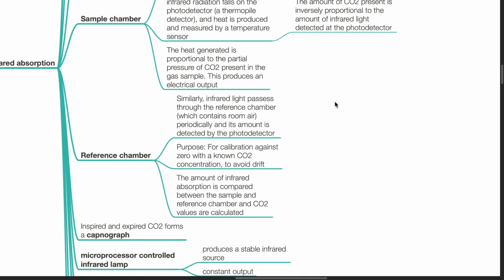Similarly, infrared light passes through the reference chamber, which contains room air, periodically, and its amount is detected by the photodetector. The purpose is for calibration against zero with a known carbon dioxide concentration to avoid drift. The amount of infrared absorption is compared between the sample and the reference chamber, and carbon dioxide values are calculated.